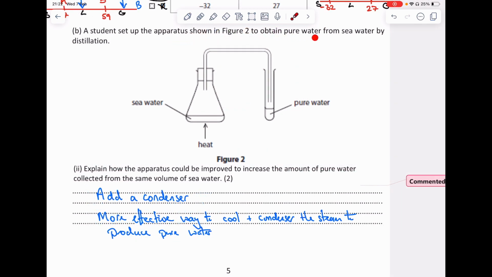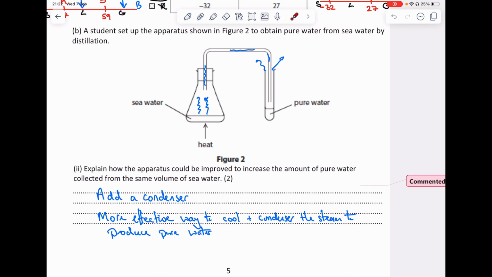Okay, so this one is asking you to think about a process called simple distillation. And it wants us to say how we could improve the apparatus to get an increased amount of pure water. So you might remember doing this way back in year 10, and one of the problems was the steam rises in here as we heat this up, and the steam will come through the side arm, and the idea is it's going to condense inside the test tube here, but what ends up happening is a lot of the steam comes out here without condensing and we lose the water.